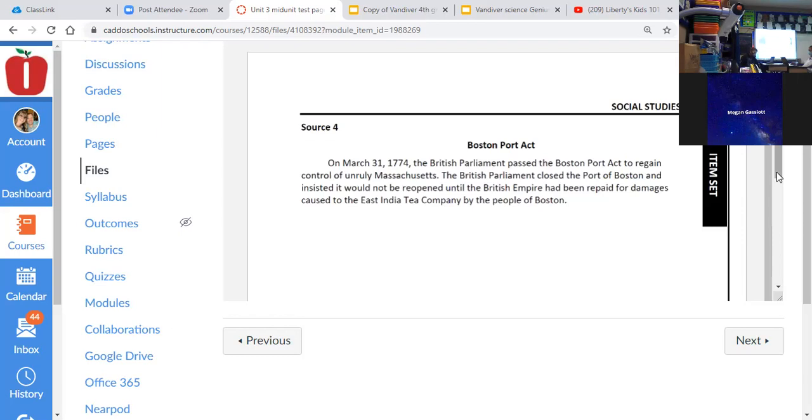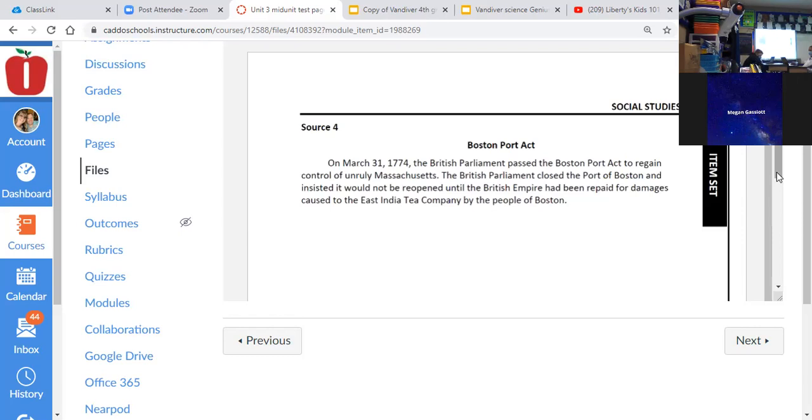I would have to say C. If you think it's C, raise your hand. If you think it's D, raise your hand. So it's C, isn't it? It was a punishment against the destruction from the Boston Tea Party, yes? Yes. It was C as in cat.